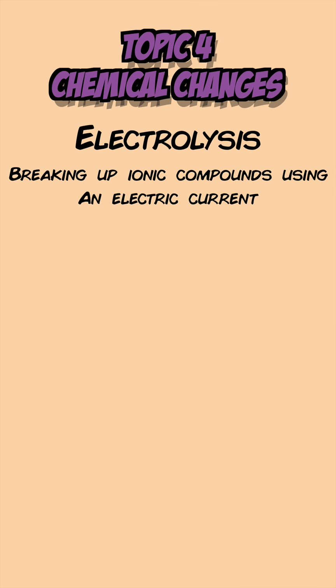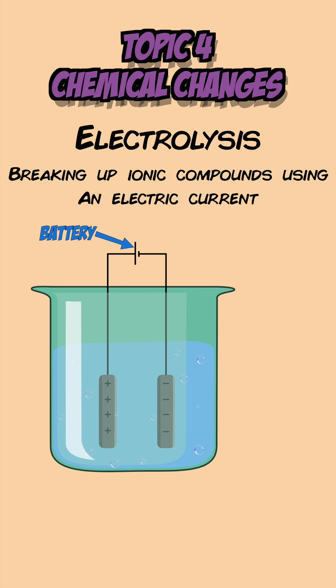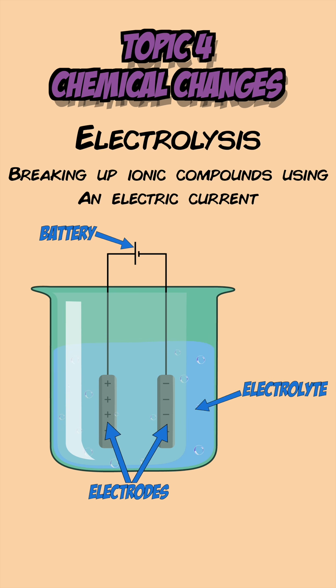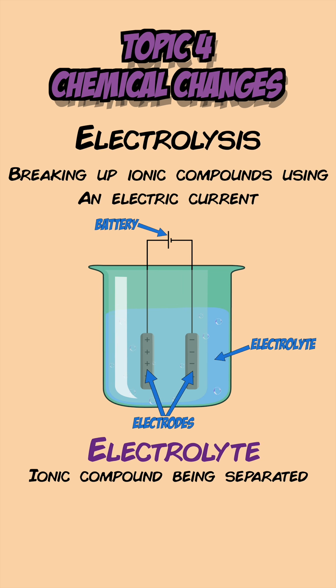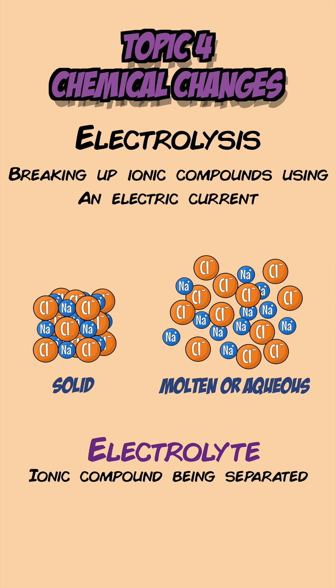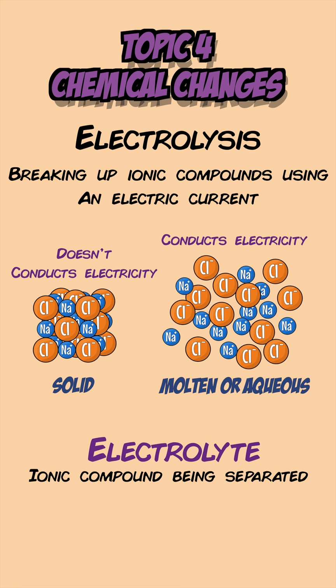Electrolysis is the process of breaking up an ionic compound using an electric current. The setup involves a battery, 2 electrodes, and an electrolyte. The electrolyte is the ionic compound that's being separated, and this needs to be either molten, which means melted to liquid, or aqueous, which means dissolved in water. This is so that they can conduct electricity for electrolysis. They can only conduct electricity in this state because the ions are free to move.